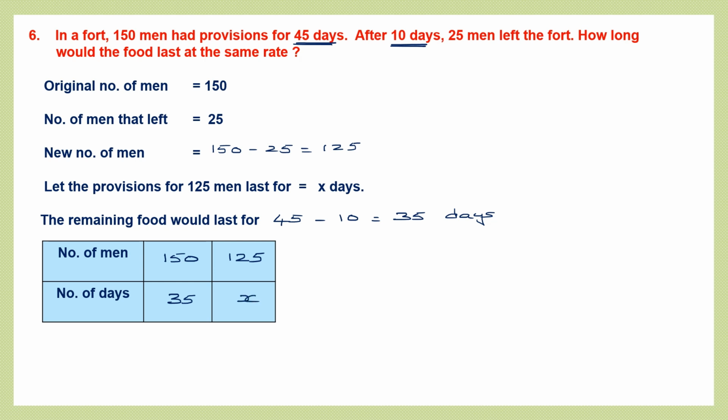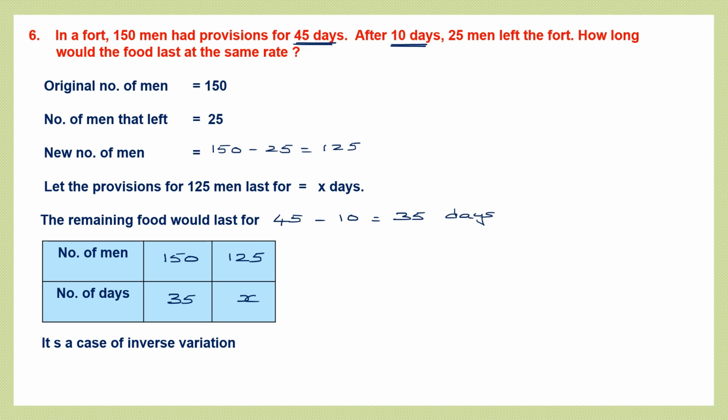Now let's look at the table and understand. When the number of men has reduced, okay, so for 150 people, it took 35 days. Now the number of men has reduced. So that means the same food can be had for more days, isn't it? Because now there are fewer men. So when the number of men has reduced, the number of days is going to increase. That means this is a case of inverse variation.